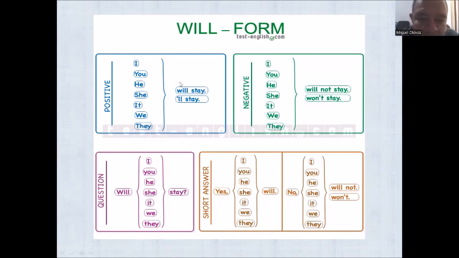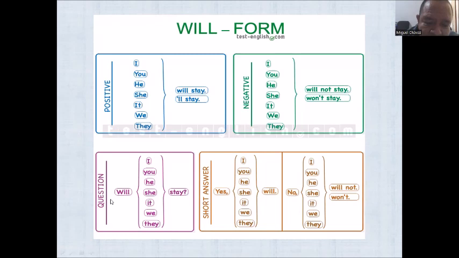Then for affirmative, we have the long form will or the contraction 'll. For negative, again, we use the same structure, but we put the particle not after will. Will not stay: I will not stay, you will not stay. And again, we use it for any subject. If we contract the auxiliary verb with not, we get the contraction won't for negative in simple future.